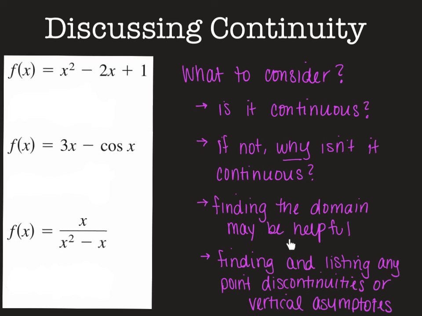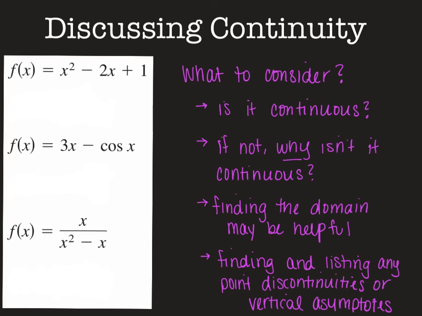If you find the domain, any restrictions in the domain, those are going to be values that are not in your domain, and those are the reasons that you would not be continuous. So finding those restrictions will help. And also finding and listing any point discontinuities or vertical asymptotes. That's going to help you figure these out nice and swiftly.